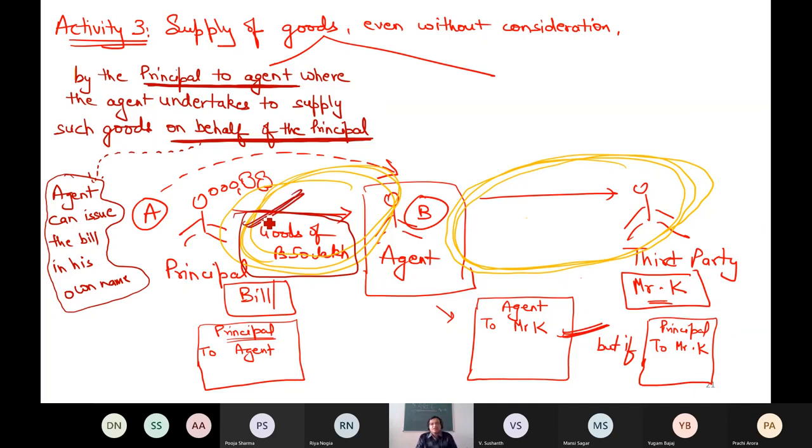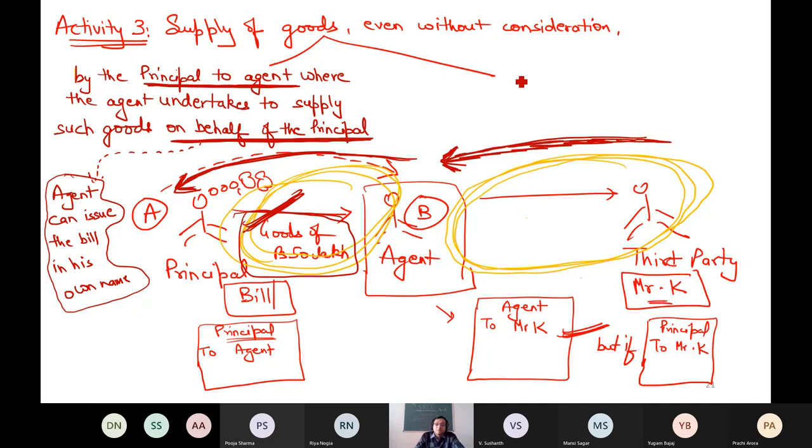Now reverse case can also happen. Now in this case, principal is the supplier. It is also possible that principal has appointed the agent to receive the goods, not to supply. Principal says that receive the goods from K and give it to me. So reverse can also happen. I hope you are getting my point. Agent can act as a supplier. Agent can act as a receiver also. In the earlier example, agent was the supplier. Now agent is receiving the goods on behalf of his principal.